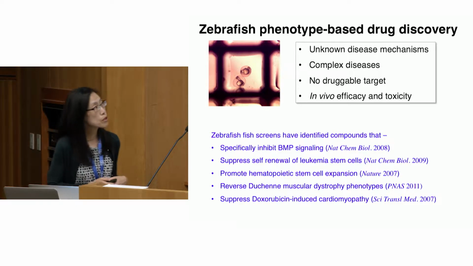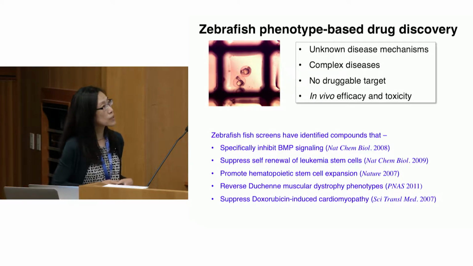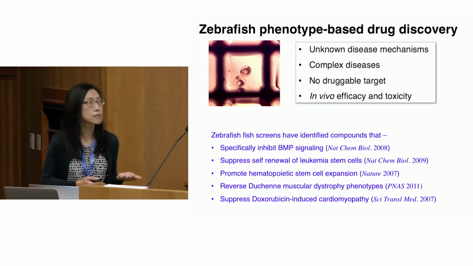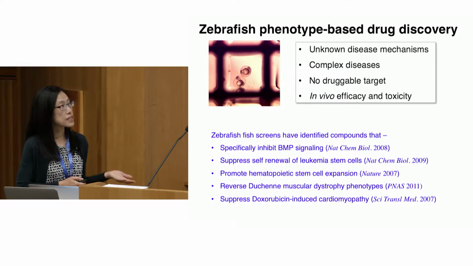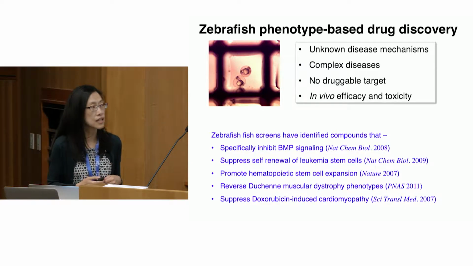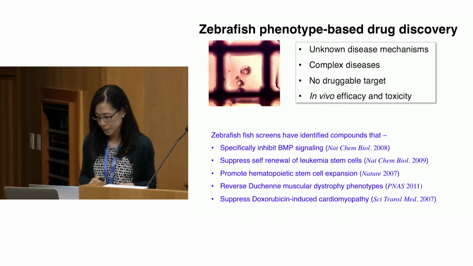So using this approach, I'm listing only a few examples here. Zebrafish screens have already identified compounds that can either specifically inhibit the BMP signaling pathway or suppress self-renewal of leukemia stem cells. It has identified compounds that promote hematopoietic stem cell expansion, reverse Duchenne muscular dystrophy phenotypes, or suppress doxorubicin-induced cardiomyopathy.